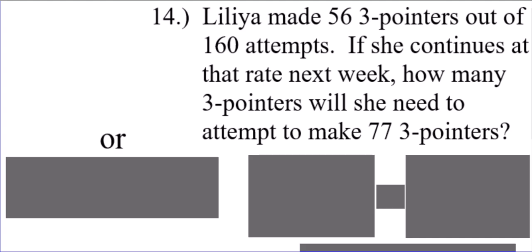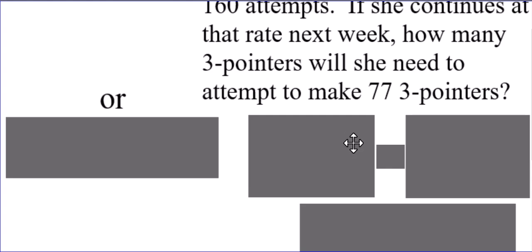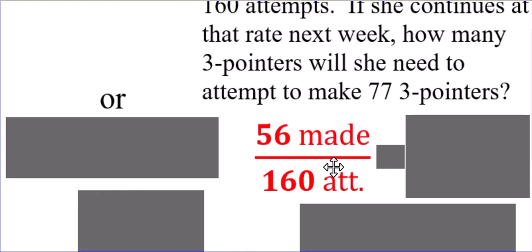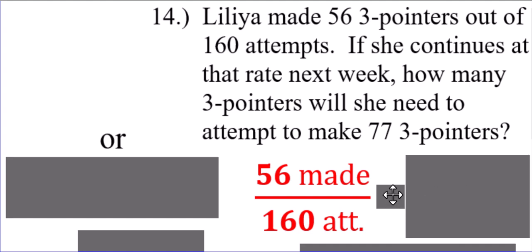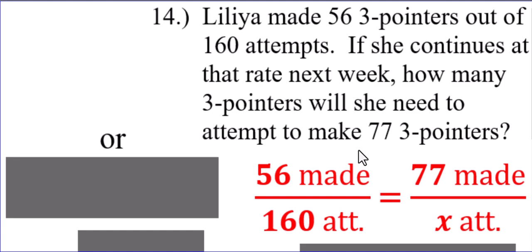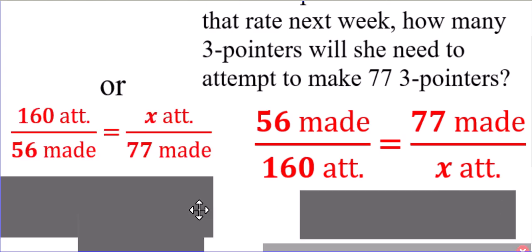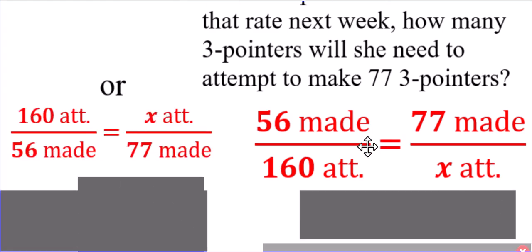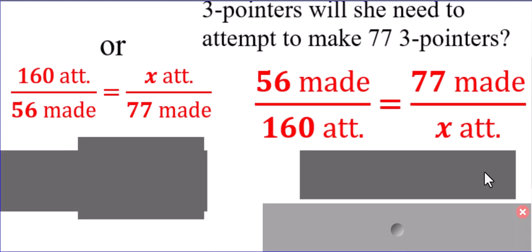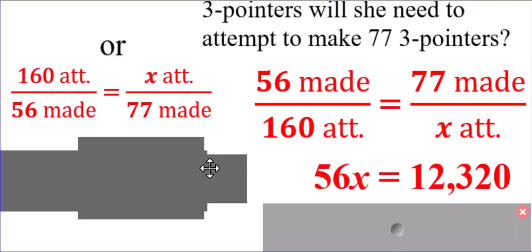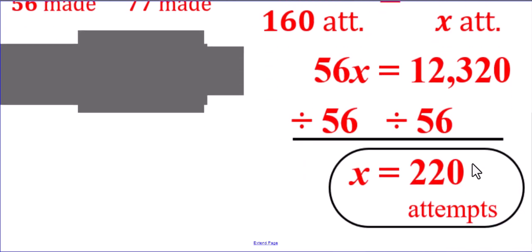And finally, problem number 14. We are talking about 3-pointers made and those that are attempted. So we had 56 made, 160 attempted, equals 77 made. That's right. How many will she need to attempt to make 77 3-pointers? So that's 77 that she's going to make out of, we don't know how many she would need to attempt. Yes, you could do it the other way, although probably most of you put the attempts in the denominator because that's kind of like what they're out of. Cross multiply and solve, and your final answer is 220 attempts.